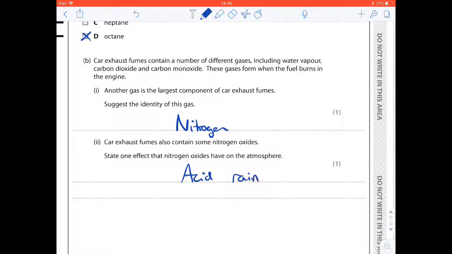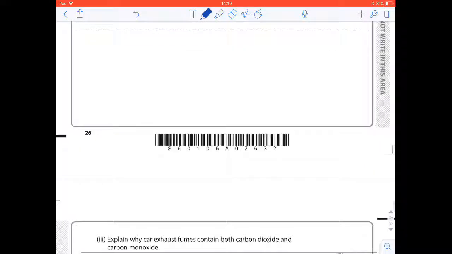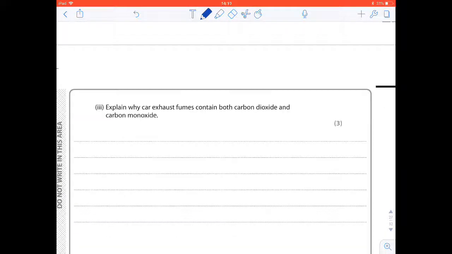Okay, this goes back to the point we just made earlier about chlorine oxide being acidic. Nitrogen's a non-metal, so the oxide of a non-metal forms an acid in water, so therefore nitrogen oxide will form an acid when it dissolves in rainwater.